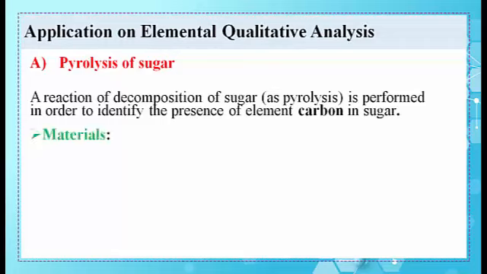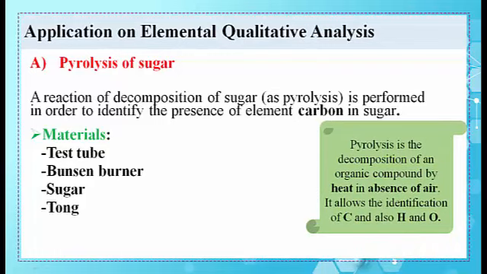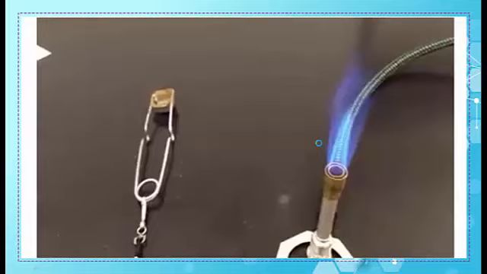Now, what are the materials needed for this pyrolysis? First, we need a test tube, a Bunsen burner, sugar, and a tongue. Don't forget that pyrolysis is done in the absence of air. Let's see this video.